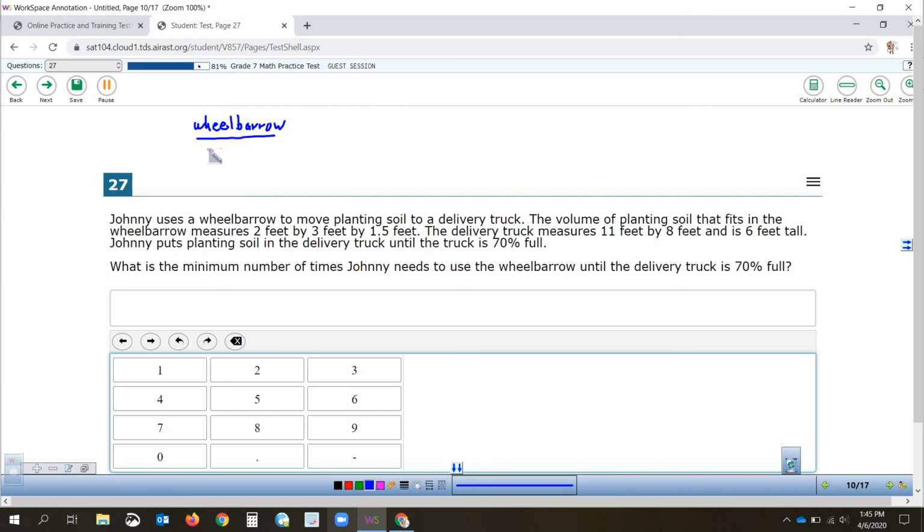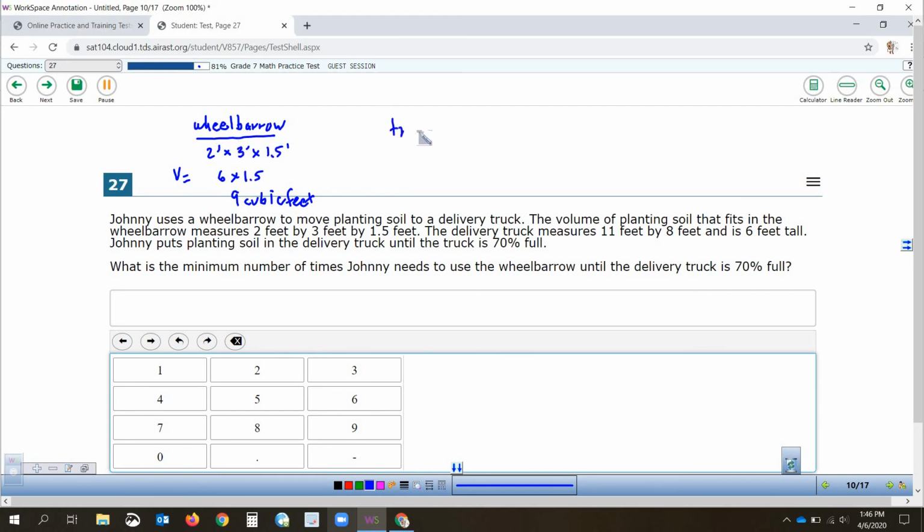All right, so the wheelbarrow is 2 feet by 3 feet by 1.5 feet. And the volume, when you have length times width times height, is just that. So it's 2 times 3, which is 6. 6 times 1.5, well, 6 times 1 is 6. So the volume for that is 9 cubic feet. So the wheelbarrow can hold 9 cubic feet.